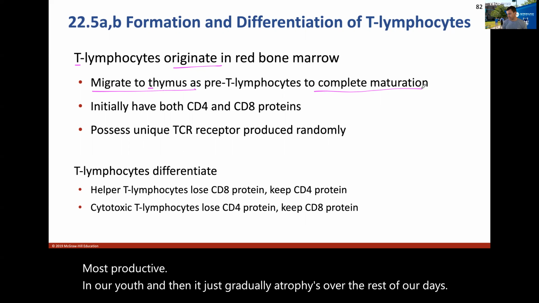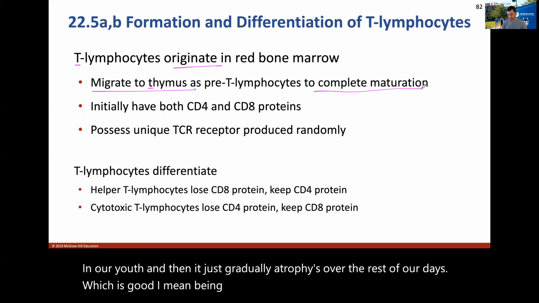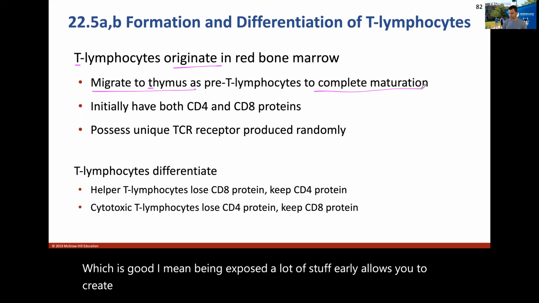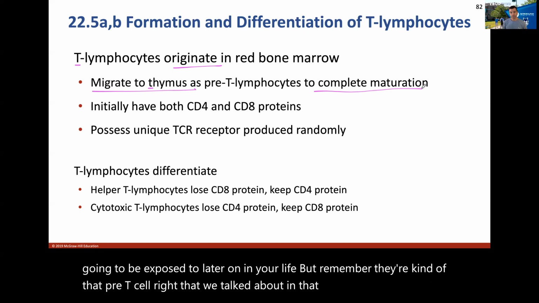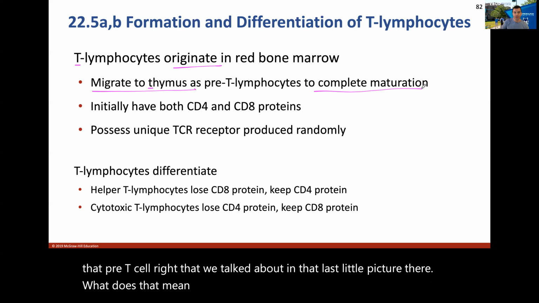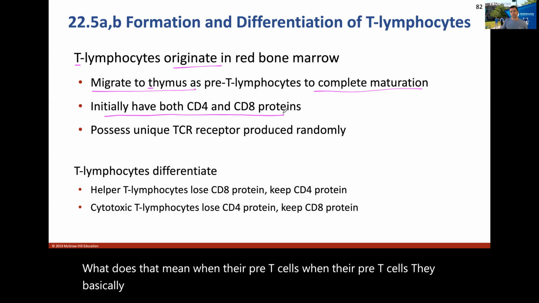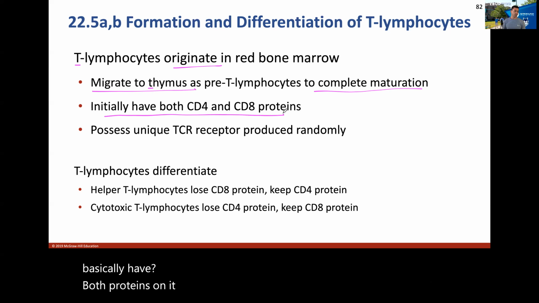Which is good. Being exposed to a lot of stuff early allows you to create a nice army of T cells to be able to fight things you're going to be exposed to later on in your life. But remember, they're kind of that pre-T cell that we talked about in that last little picture there. What does that mean when they're pre-T cells? When they're pre-T cells, they basically have both proteins on it, okay? Both CD4 and CD8.